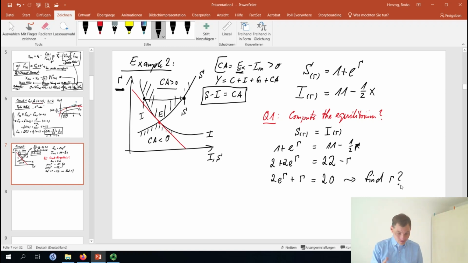Try it, but you will see it's not working, because there is e to the r, and we have plus r. That cannot be solved simply for r. Okay, what is the way out? Well, there are two ways out, actually.